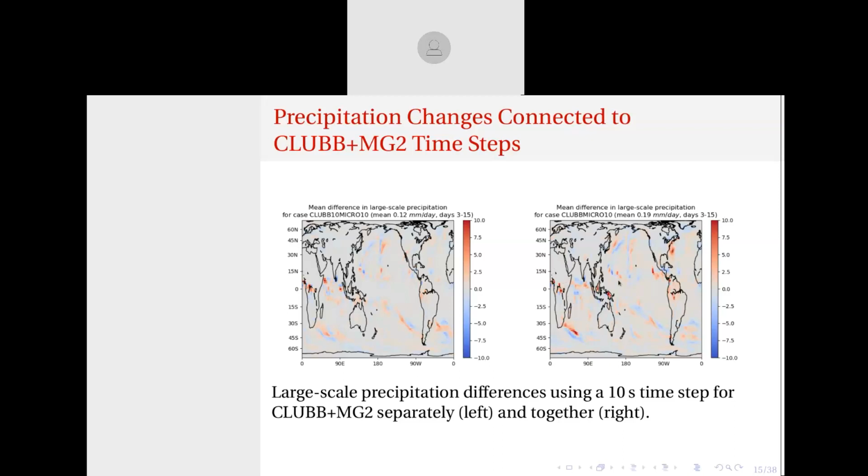On the left, they're coupled every 5 minutes. On the right, they're coupled every 10 seconds. And there's no advantage to coupling them less frequently. This is just to show the importance of that coupling. And in particular, you see that these increases in precipitation over the land in the tropics really seem to show up only when you change that coupling frequency.